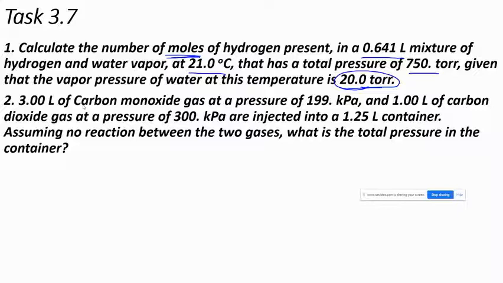All right, and then with this one, we're dealing with pressure in kilopascals. We have a 1 liter carbon dioxide container with 300 kilopascals, and they're injected from that container into a new one. So we know there's no reaction between the two gases. What's the total pressure in the container? So pause the video, see how you do on these.